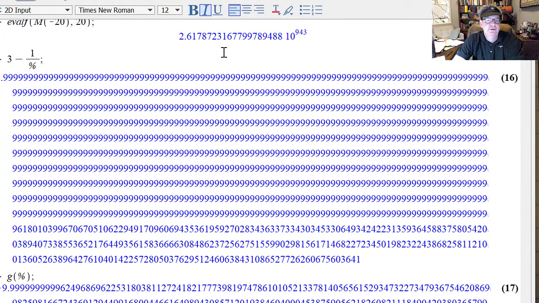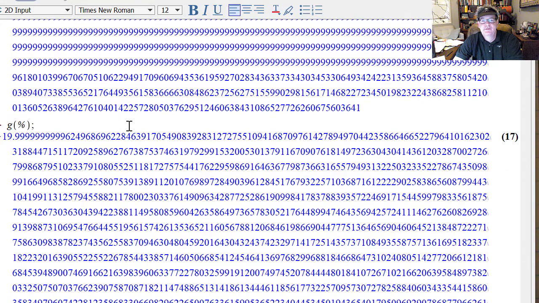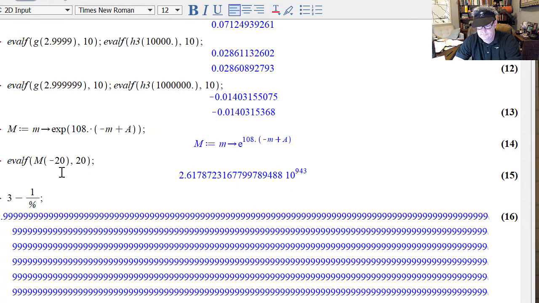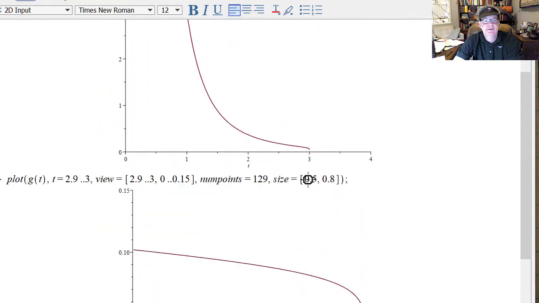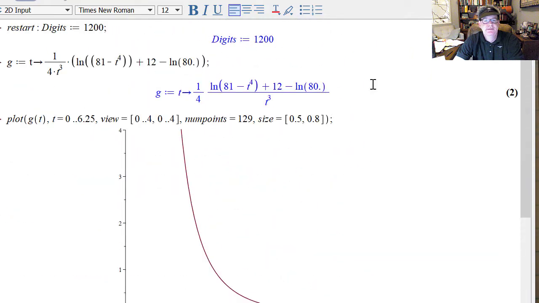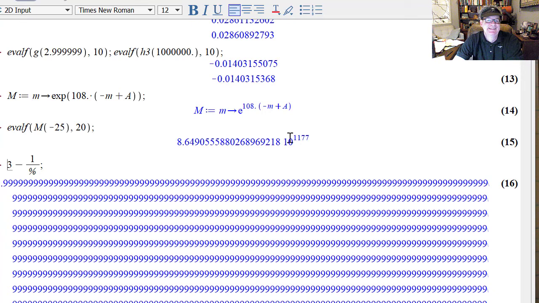About the last one I can do with my 1200 digits that I saved. If I go to the top, I told Maple, let's work with digits 1200, and go up to 25. Right, so I'm just about at 10 to the 1200. So 8.6 times 10 to the 1177. 3 minus that, so out of the 1200 digits, they're almost all 9s now. So we're almost at 3, but not quite. And see, so G would be at negative 25.